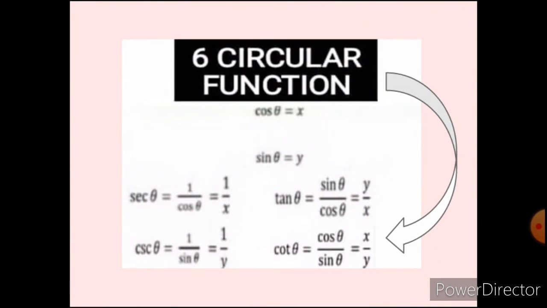Now, let's have the last one, the sixth function of circular, that is called cotangent theta. Cotangent theta is equivalent to cosine theta over sine theta. So, cotangent theta is equal to x over y. So, these are the 6 circular functions.